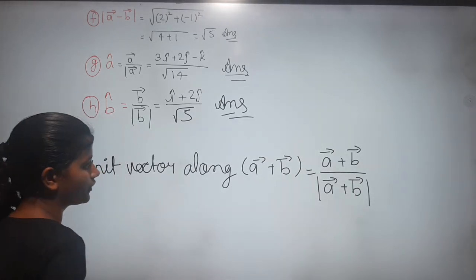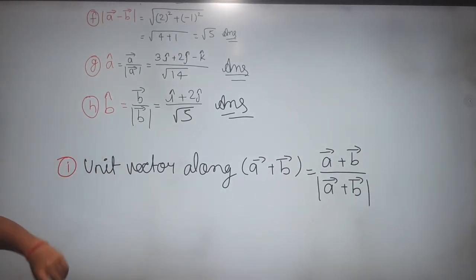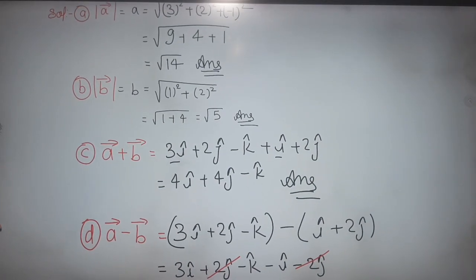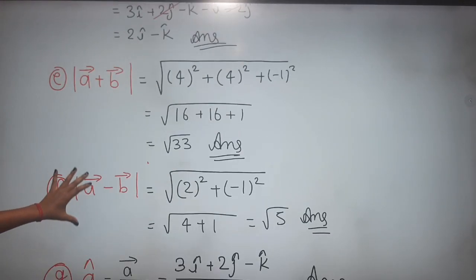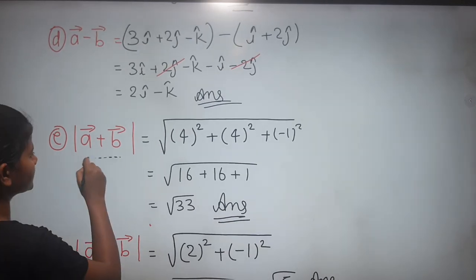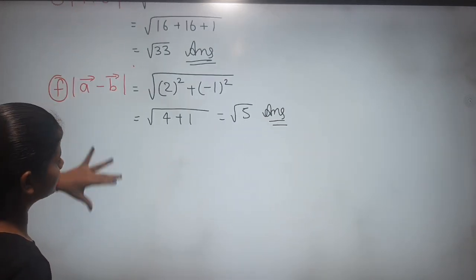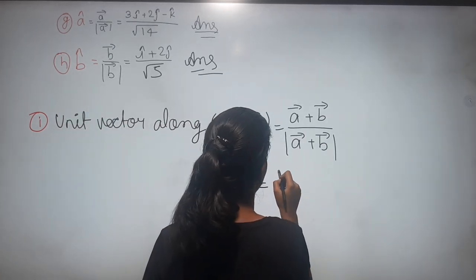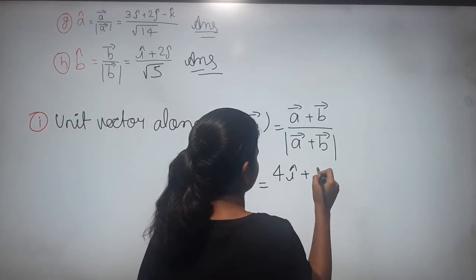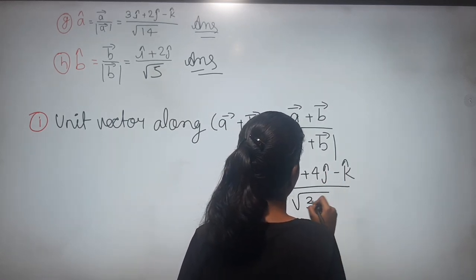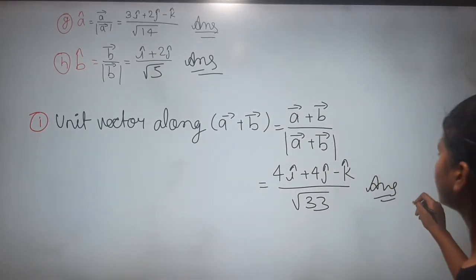Now here we had already found a vector plus b vector, that is 4i cap plus 4j cap minus k cap, and we had also found the magnitude of the a vector plus b vector, that is root 33. So here we can write 4i cap plus 4j cap minus k cap by root 33. This one is our answer.